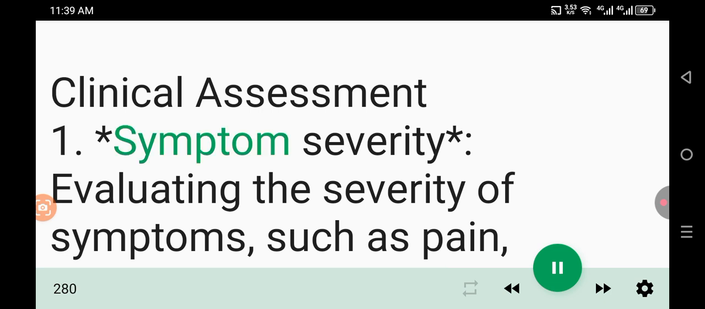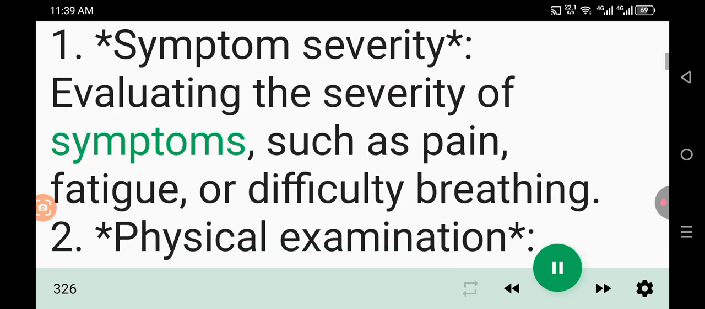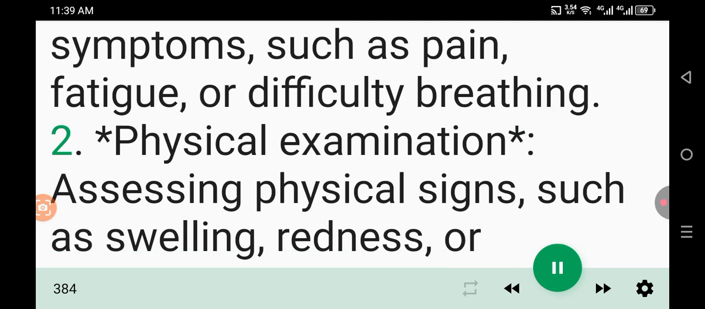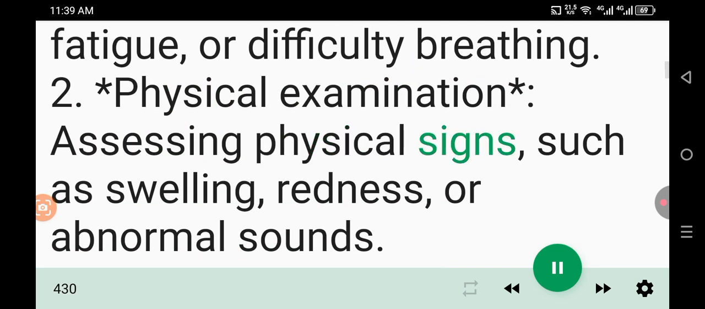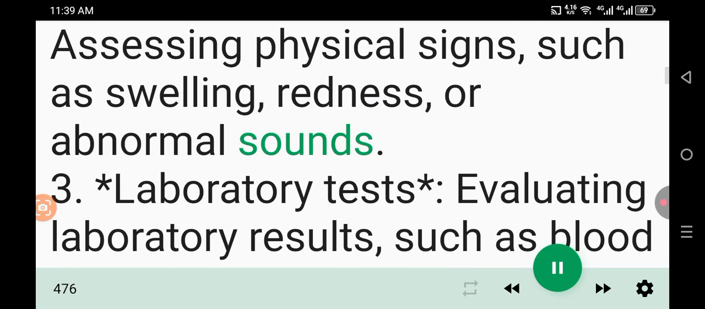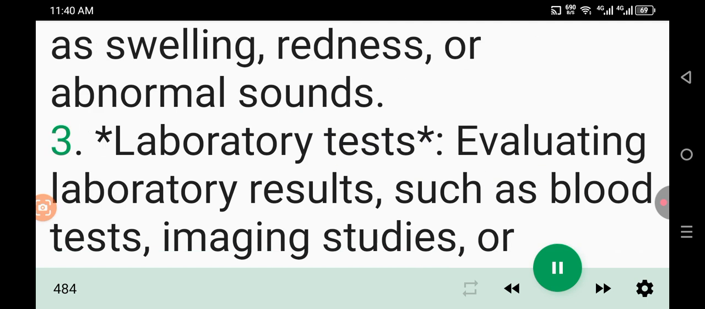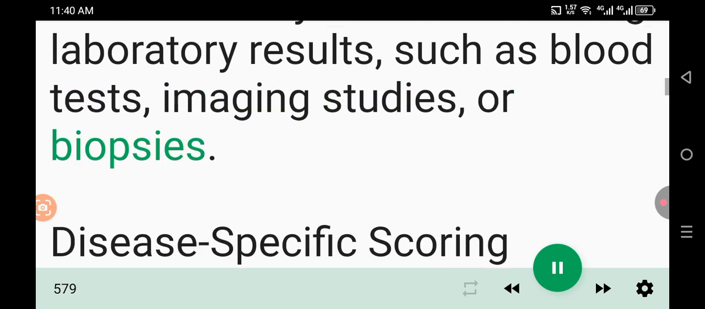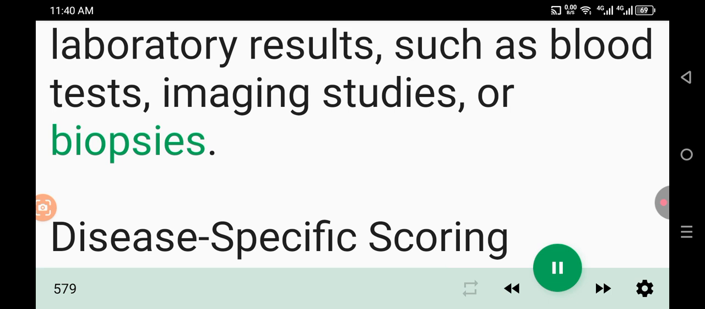1. Symptom severity. Evaluating the severity of symptoms, such as pain, fatigue, or difficulty breathing. 2. Physical examination. Assessing physical signs, such as swelling, redness, or abnormal sounds. 3. Laboratory tests. Evaluating laboratory results, such as blood tests, imaging studies, or biopsies.